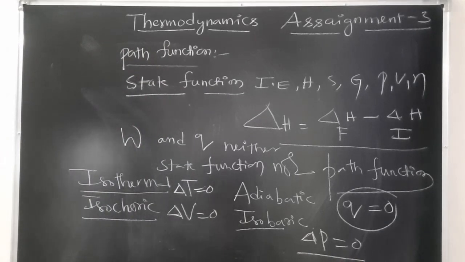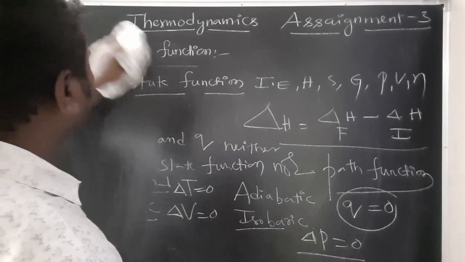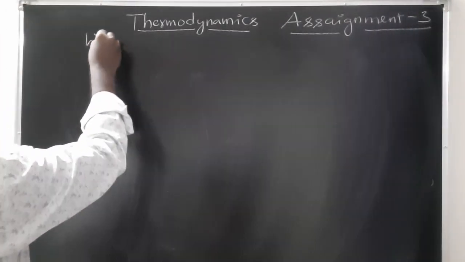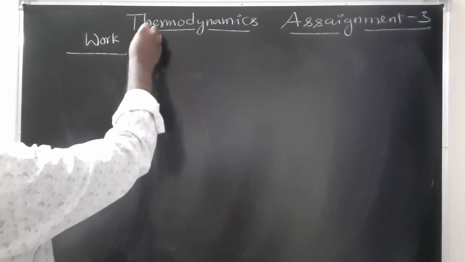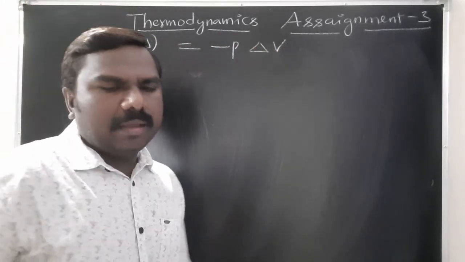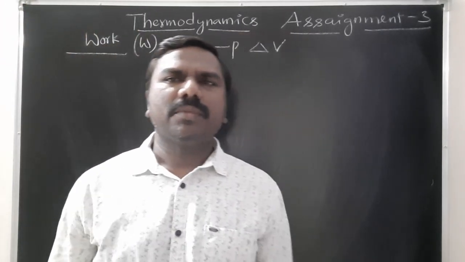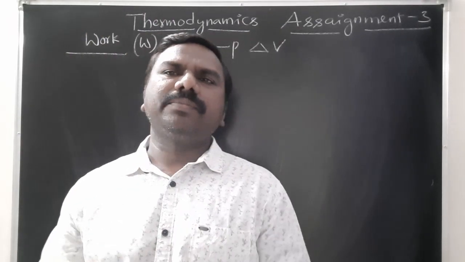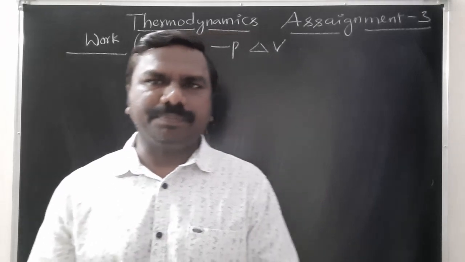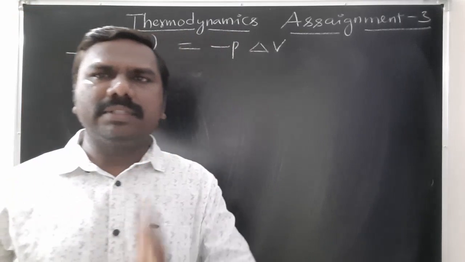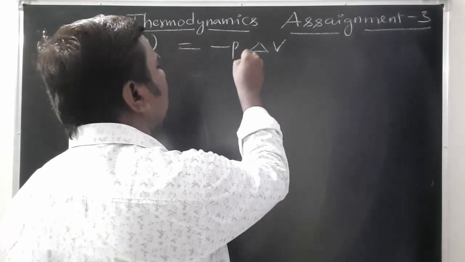Next, work. Work done by the system or on the system is very, very important. Work is indicated by W. Usually the formula is minus P delta V, where P is the external pressure used to change the volume from one state to another. That is called work done. In chemistry we take the minus sign, in physics we take a plus.